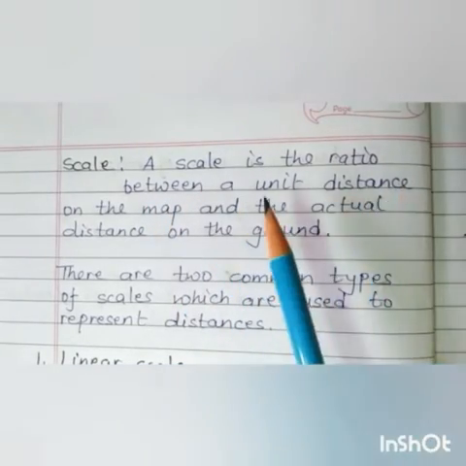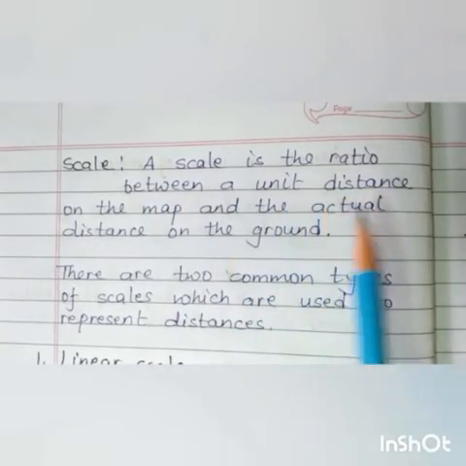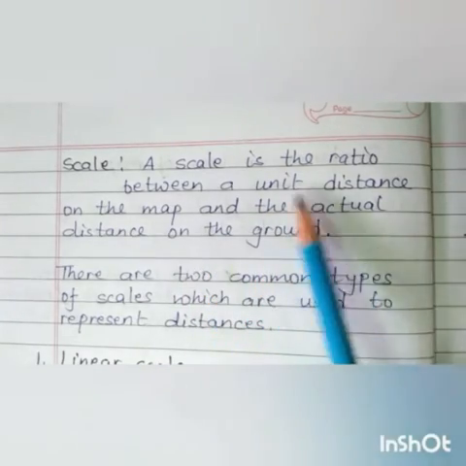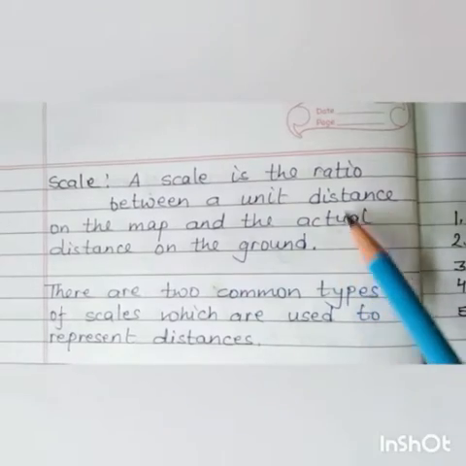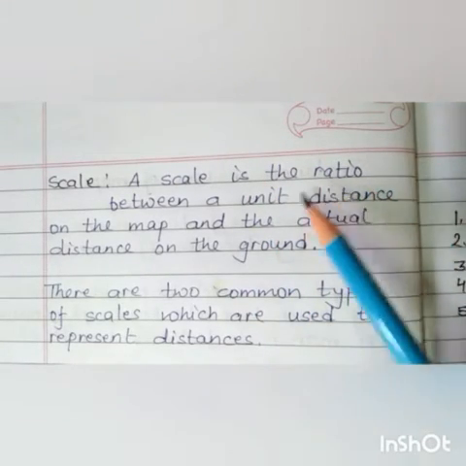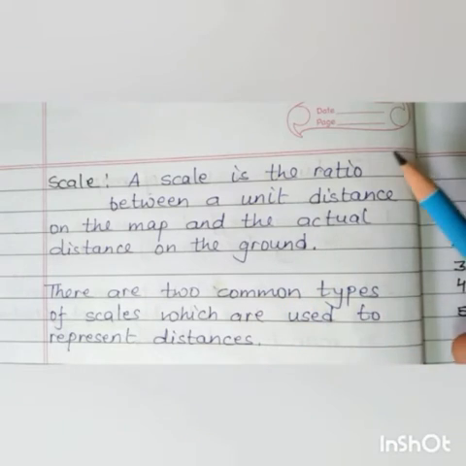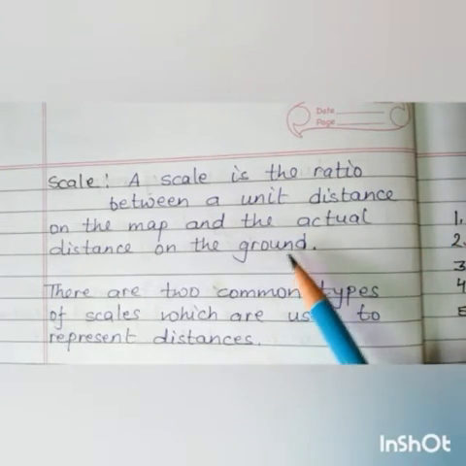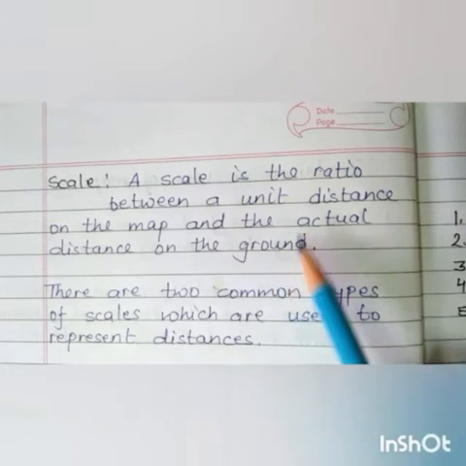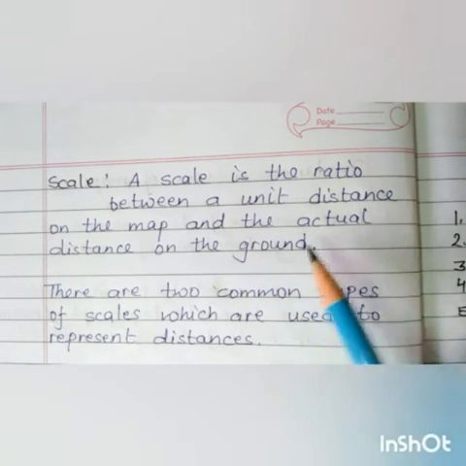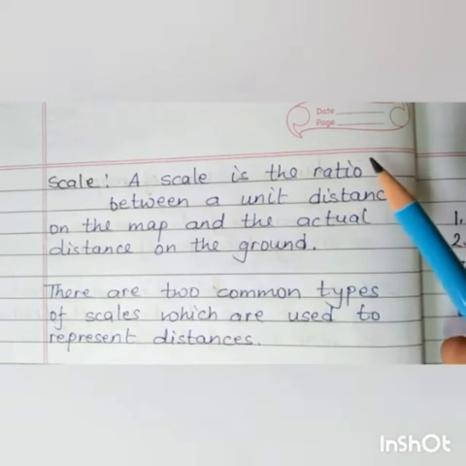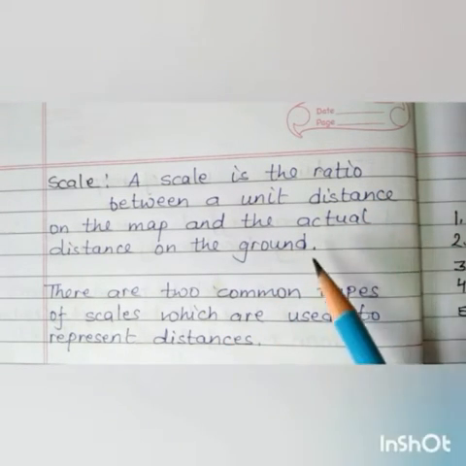Students, another element of a map is scale. A scale is the ratio between a unit distance on the map and the actual distance on the ground. We cannot draw a large place; obviously, we will not have a large page to draw that area. So we set a scale like 1 centimeter on the map is equal to 250 kilometer or 100 kilometer or 2 kilometer on the ground.